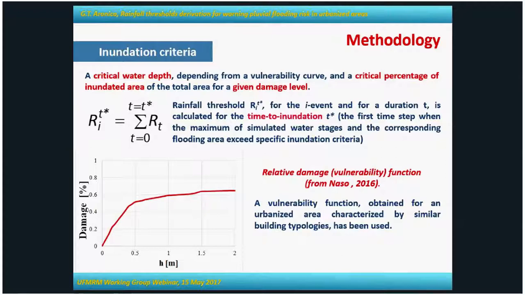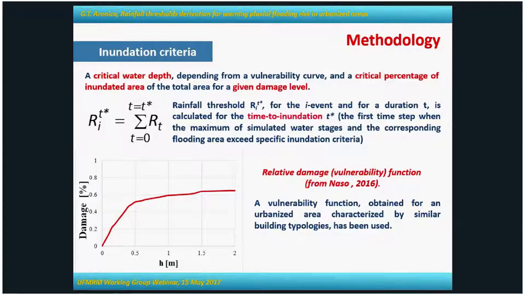What about the inundation criteria? Well, usually the inundation criteria for other applications in this field are essentially based only on the water depth, because the water depth is the main variable which leads to damage. And as you can see, the water depth is also used here as a primary information, essentially to define the percentage of damage. So this means using a vulnerability function, because essentially the majority of vulnerability functions for the exposed elements are derived in the form of water depth.